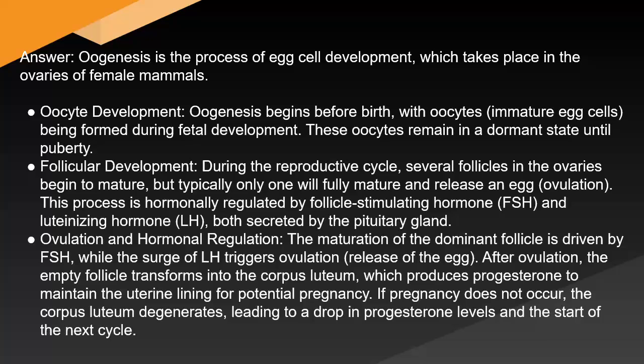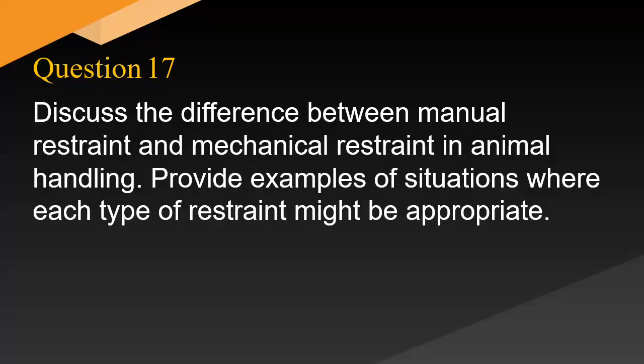After ovulation, the empty follicle transforms into the corpus luteum, which produces progesterone to maintain the uterine lining for potential pregnancy. If pregnancy does not occur, the corpus luteum degenerates, leading to a drop in progesterone levels and the start of the next cycle. Discuss the difference between manual restraint and mechanical restraint in animal handling. Provide examples of situations where each type of restraint might be appropriate.